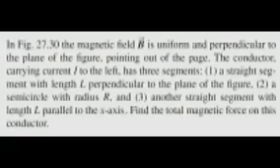The magnetic field B is uniform and perpendicular to the plane of the figure, pointing out of the page. The conductor carrying current I to the left has three segments. First, a straight segment with length L perpendicular to the plane of the figure. Second, a semicircle with radius R. And third, another straight segment with length L parallel to the x-axis. Find the total magnetic force on this conductor. So we are now to find the total magnetic force on a conductor that is not a straight line, but a curved conductor.